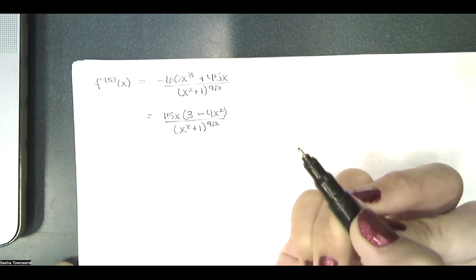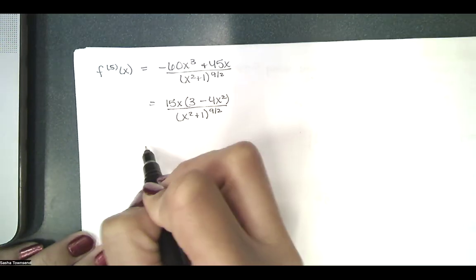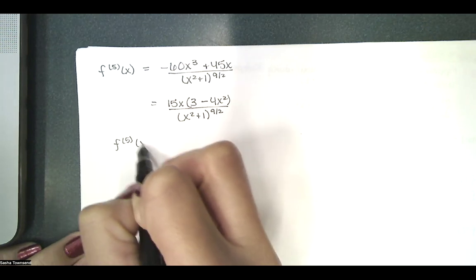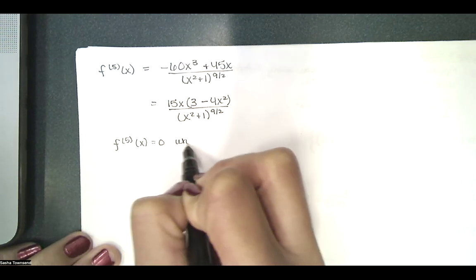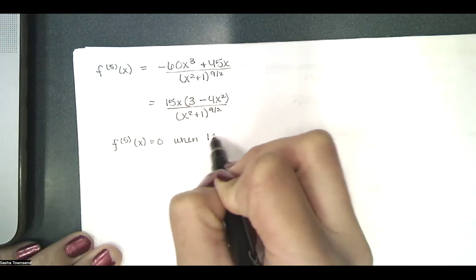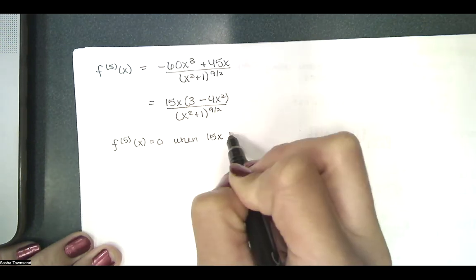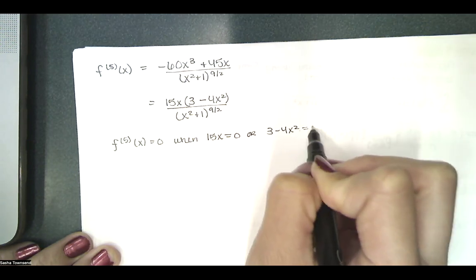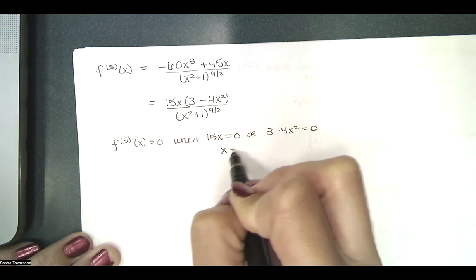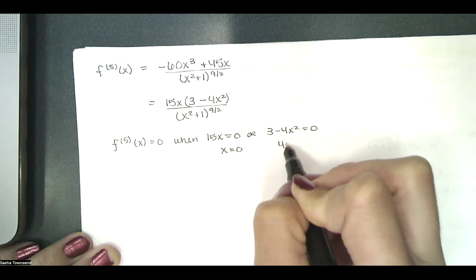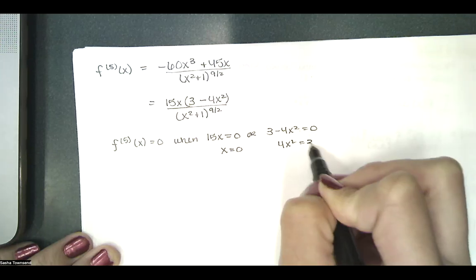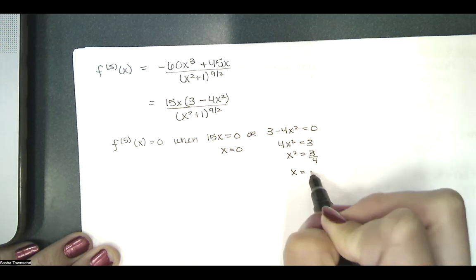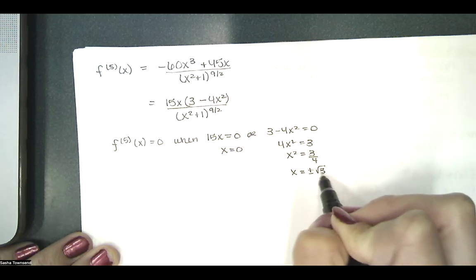We'd say, okay, well, where does this change signs? Well, the fifth derivative is equal to 0 when the numerator is 0. So that's when 15x is 0, or when 3 minus 4x squared is 0. So if we solve this one for x, we get x equals 0. We solve this one for x, we get 4x squared has to be 3, so x squared must be 3/4. So x must be plus or minus the square root of 3 over 2.